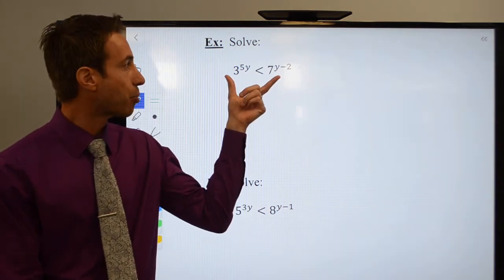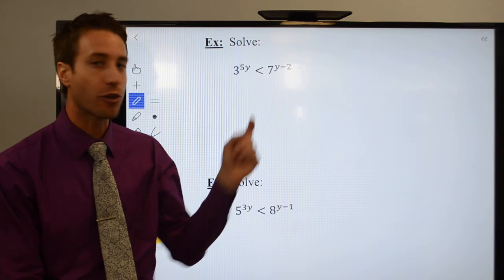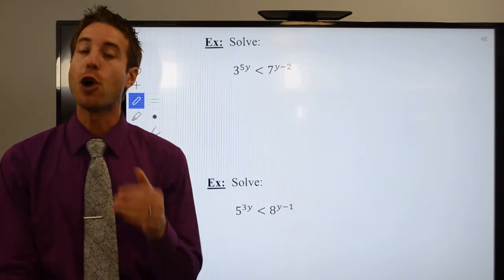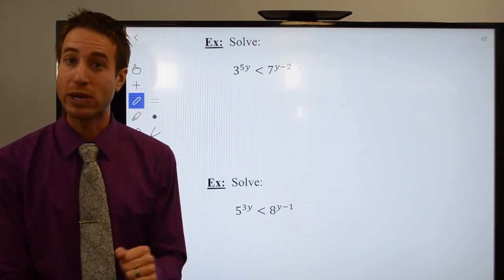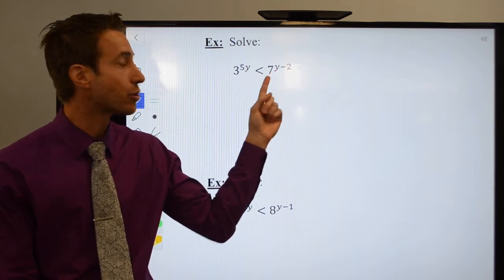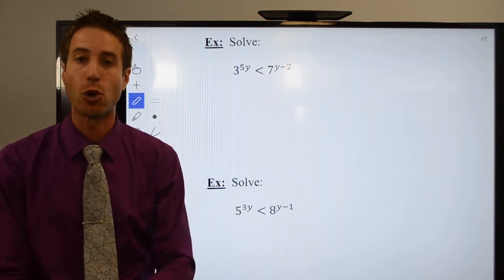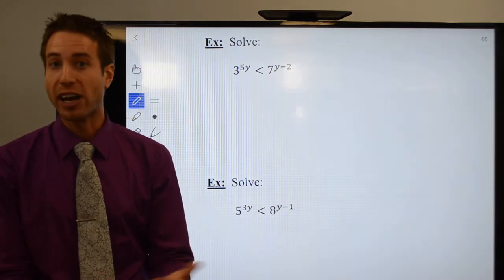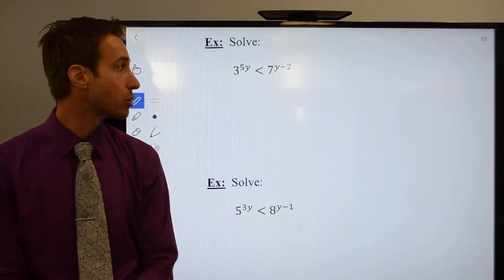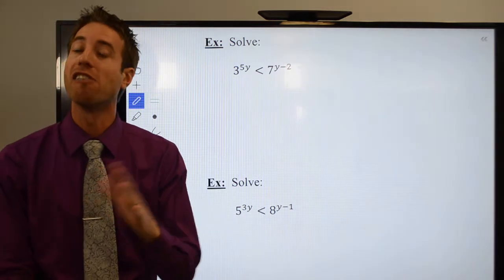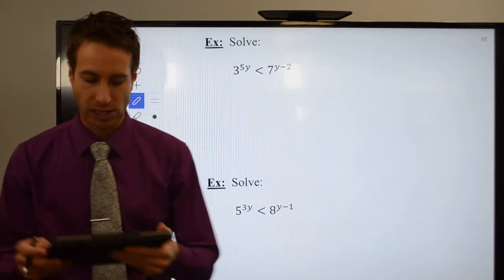I've got a great example problem here where the base is a 3 and my other base is a 7. There's no way to rewrite these bases so that they're the same with integer exponents, right? So what we're going to have to do, like we did in the previous problems, is take the common log of both sides, and then we'll see what happens.